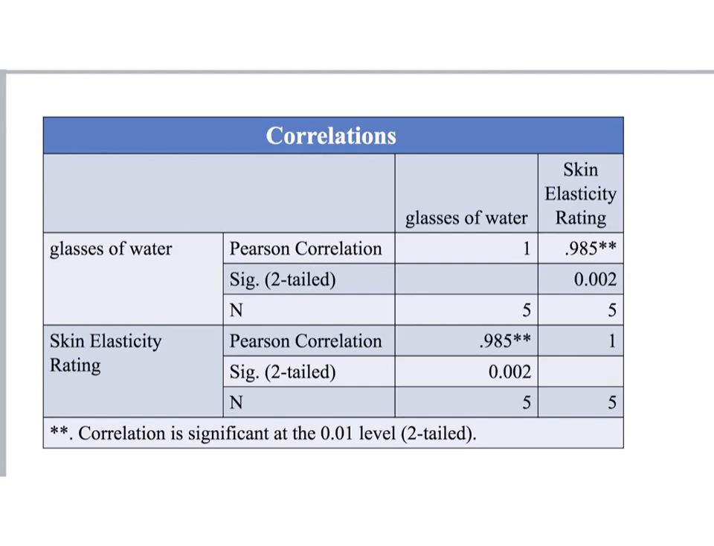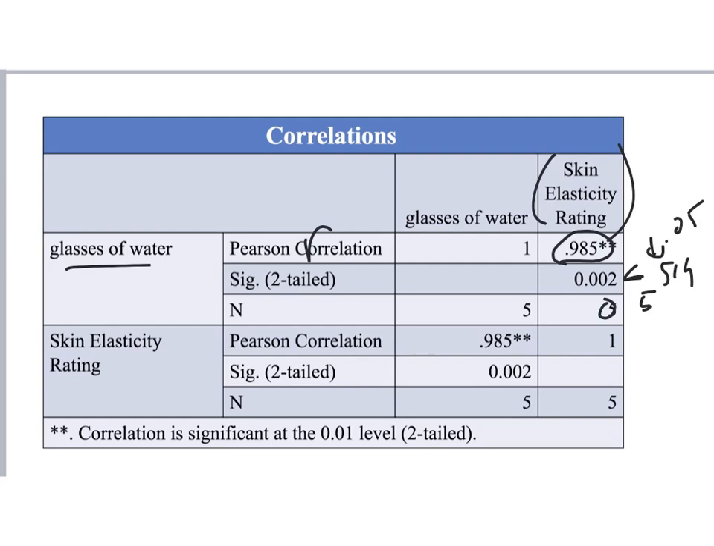In this video we're going to talk about how to write up a correlation. In this one our variables are glasses of water and skin elasticity rating. We can notice that our R value, which is the correlation, is .985. Right here we know it's below 0.05, so we know that it is significant. And there were 5 participants in this study.